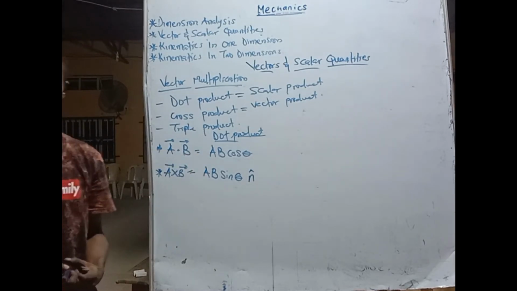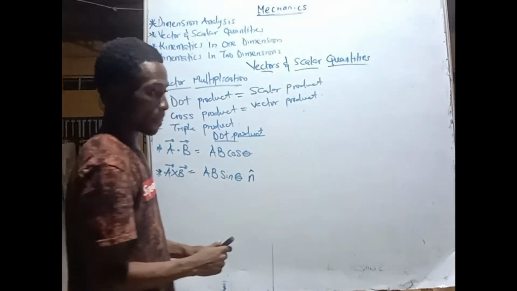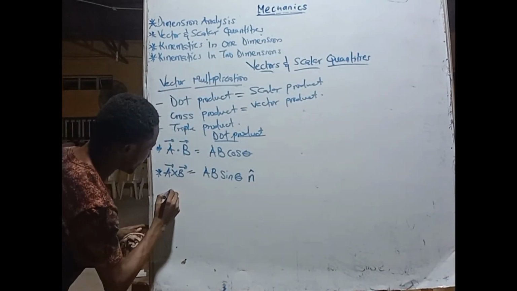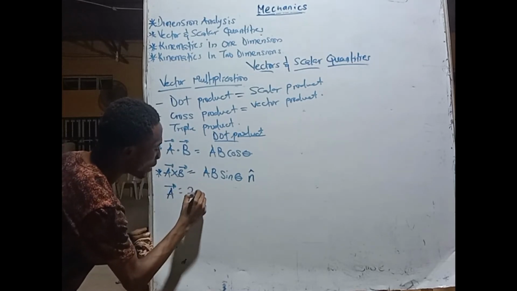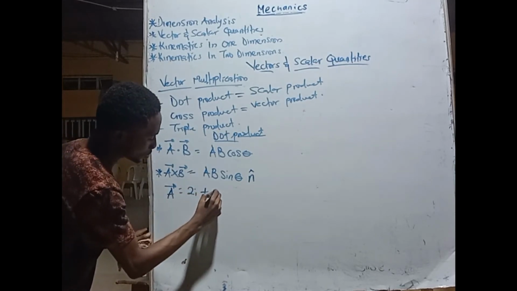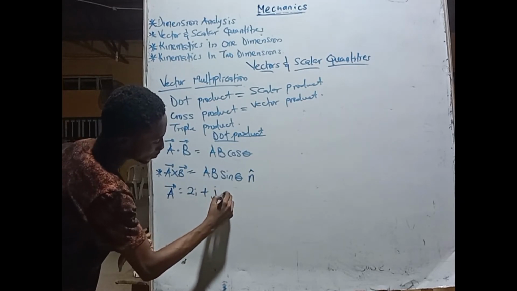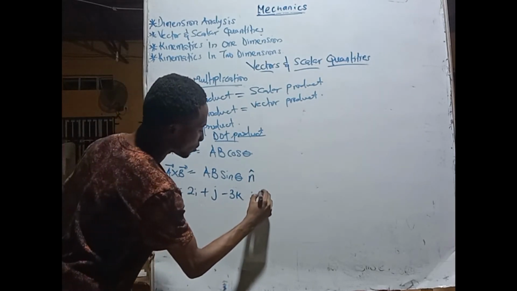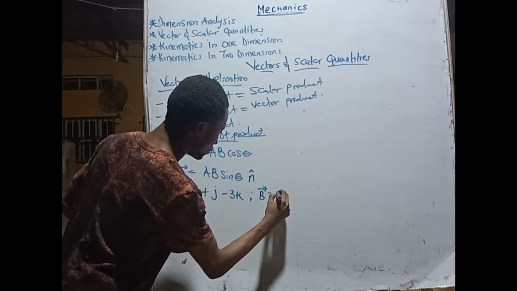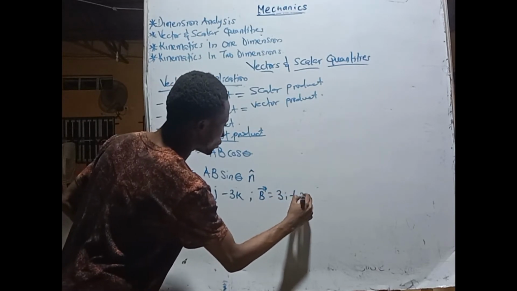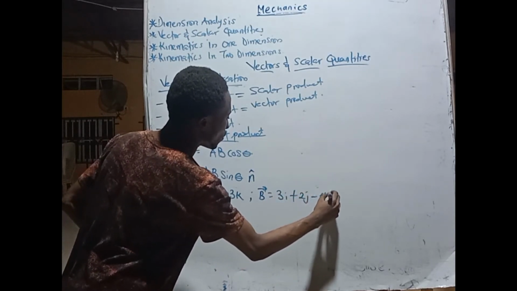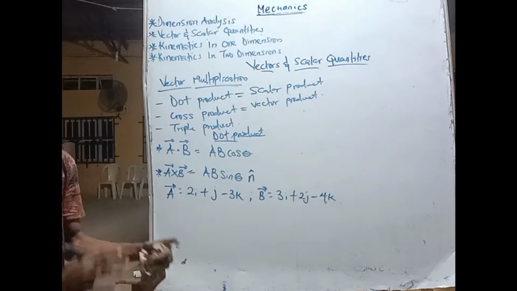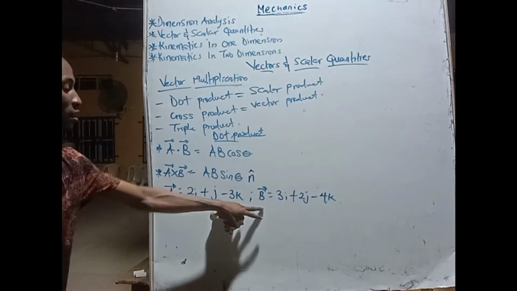Let's pick an example. Let's say vector A equals 2I plus J minus 3K, and vector B equals 3I plus 2J minus 4K. So we are trying to get the dot product of these two vectors.